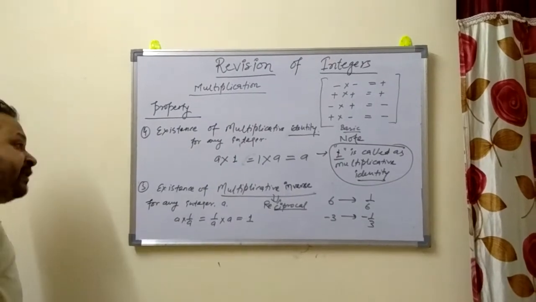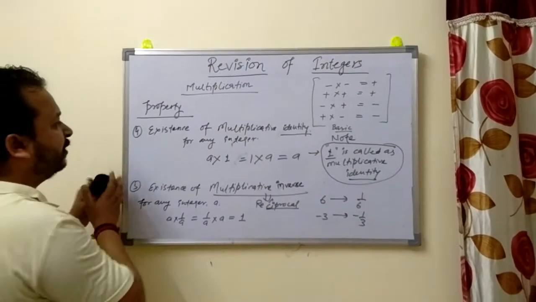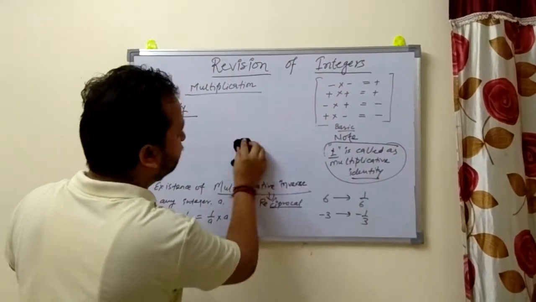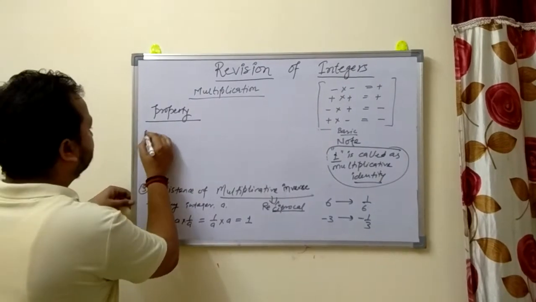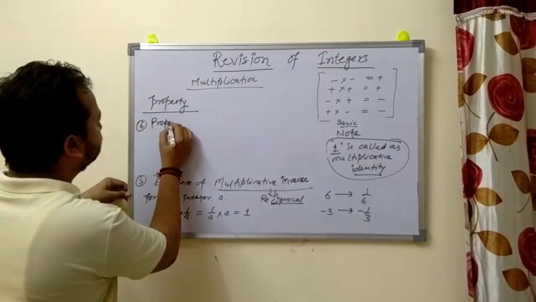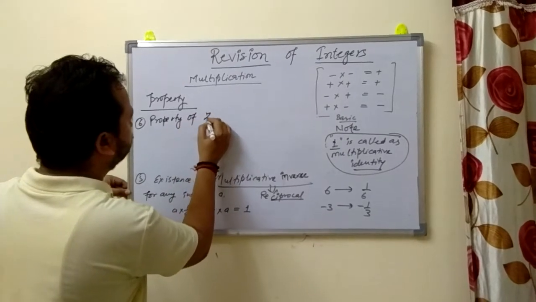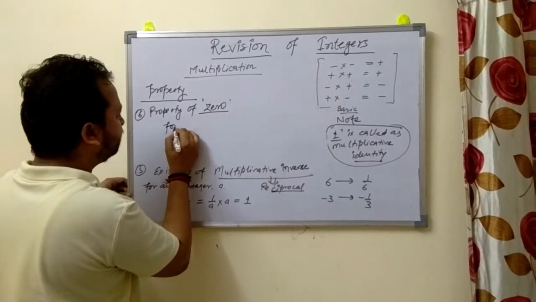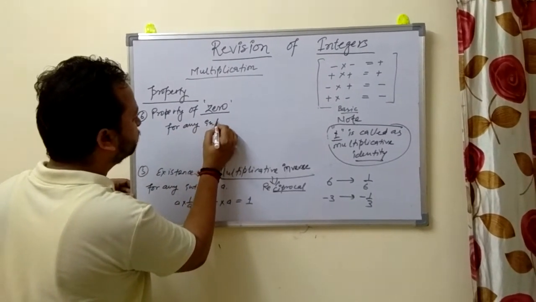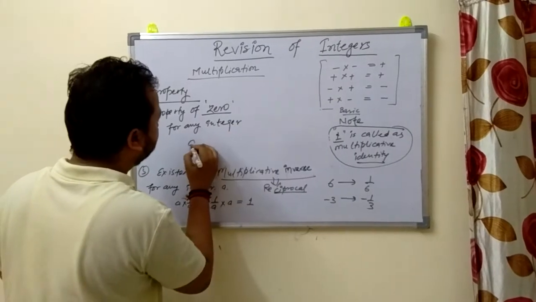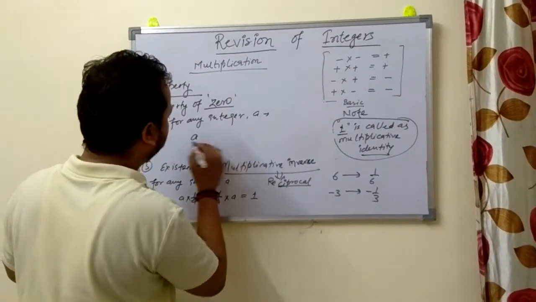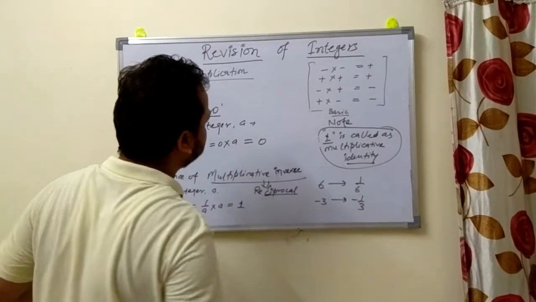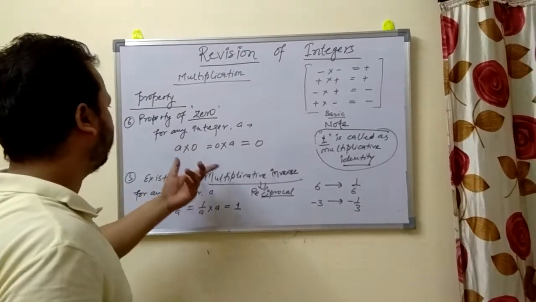So these are the 5 properties. Let's come to the next property of multiplication: property of 0. For any integer a, a multiplied by 0 or 0 multiplied by a equals 0, right? This is the property of 0.